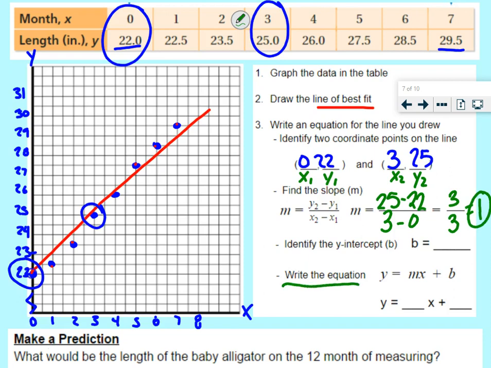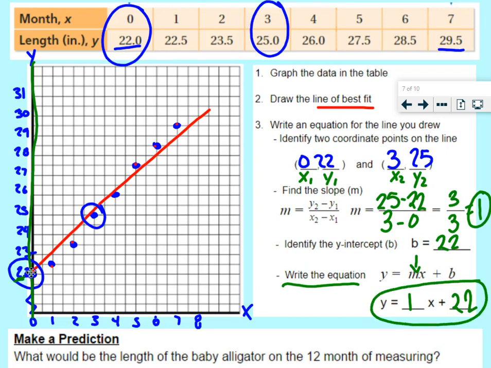So down here where it says write the equation, in our slope blank, we can put 1 because we know our m is going to be 1. Identify the y-intercept. The y-intercept is where we cross the y-axis. Where do we cross the y-axis? Find your y-axis. Right here at 22. So our y-intercept is 22. So that would go where b is. So y equals 1x plus 22. That would be the equation for our line of best fit.